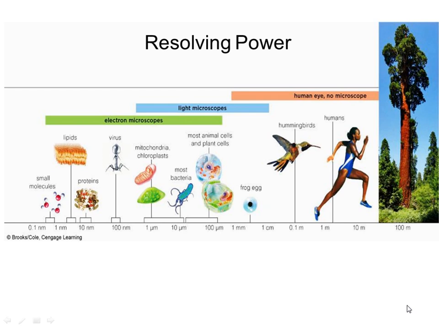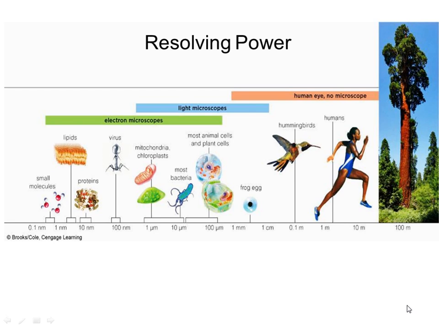We see we're going with the frog egg here at 1 millimeter. We go down from that, and now we're in micrometers. And if you remember, a micrometer is 1,000th of a millimeter. Remember that? 1,000th of a millimeter. We can see most animal cells and plant cells in the light microscope. So you see right here that plant and animal cells are between 10 and 100 micrometers.